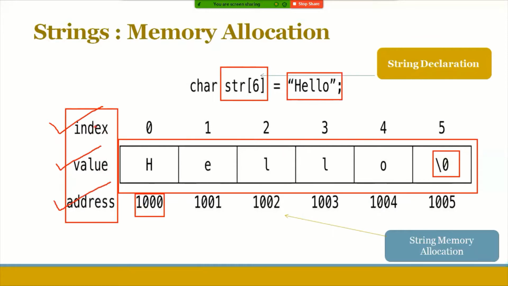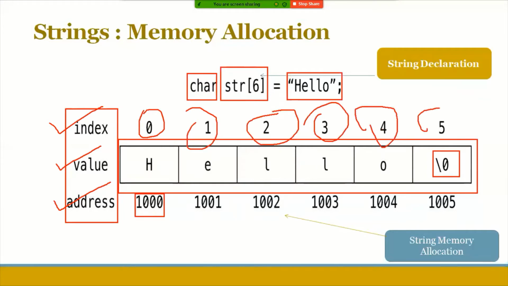So this index will be associated with the array name. That is, the string name is character, and these are 0, 1, 2. These index numbers need to be specified to access the corresponding element of that particular string. That is about string declaration as well as string memory allocation, right?